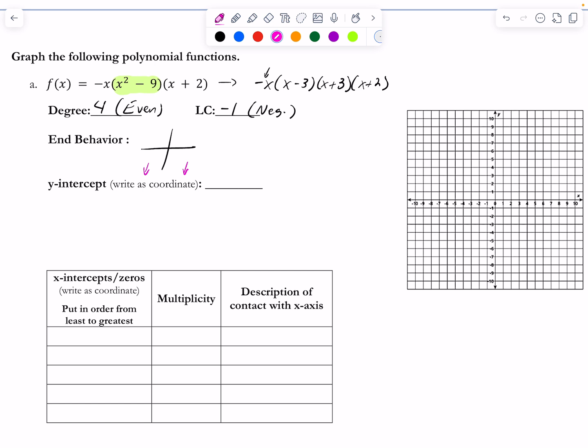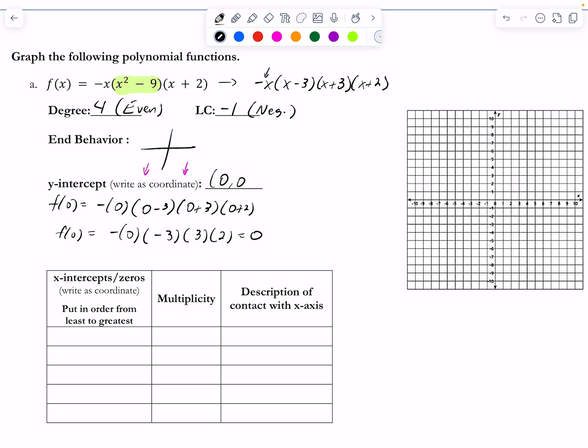Okay, in terms of the y-intercept, I'm going to plug in 0 for x. So the opposite of 0 times 0 minus 3 times 0 plus 3 times 0 plus 2. And this is going to be one of those where you realize very quickly that it's just going to be 0, right? Because 0 times anything is just going to be 0. So my y-intercept is going to be the origin of 0, 0.